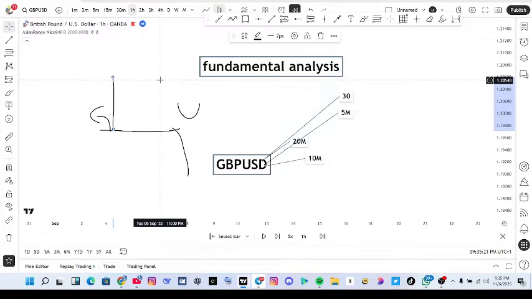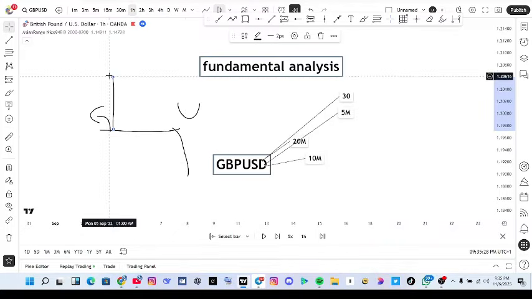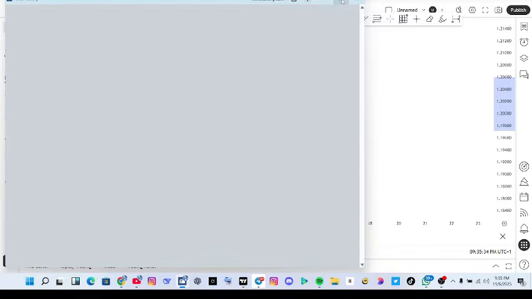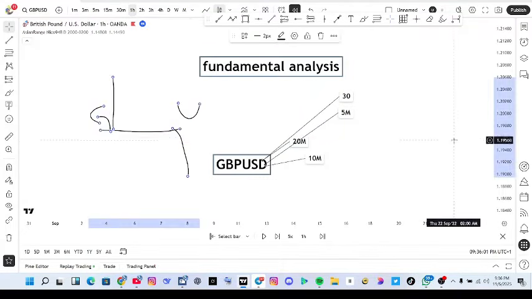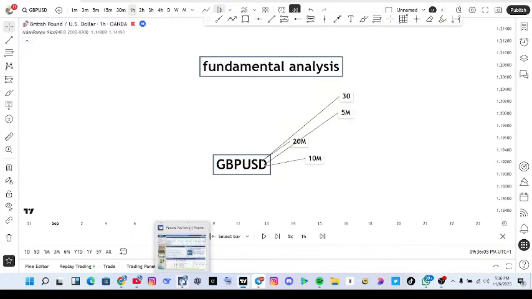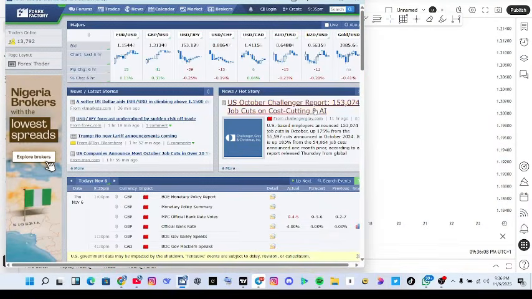Now, we have different types of news. For example, today I had news on GBP USD. So in fundamental analysis, we have so many news. There is NFP, there is CPI, there is PPI, there is unemployment rate. Like, fundamental analysis is a bit broad. And so there are different types of fundamental analysis that we have.